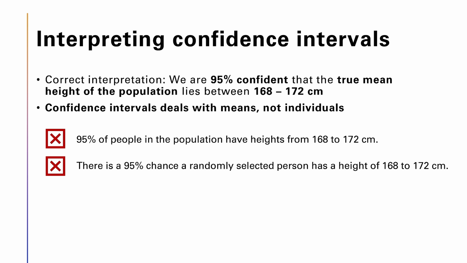Likewise, it's also incorrect to interpret this as there being a 95% chance that a randomly selected person from the population will have a height ranging from 168 to 172. This merely means that we are 95% confident that the mean will lie between 168 to 172 centimeters. Only the mean height.